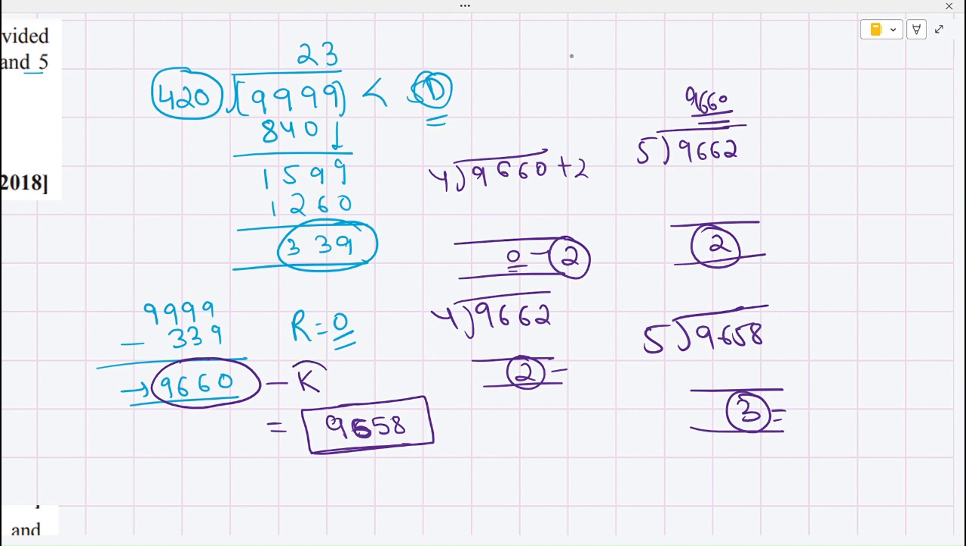Which means that we need to subtract the common difference that is present between the divisor and remainder from the particular number which is completely divisible, which we get by subtracting this particular remainder from the largest possible number that is present.